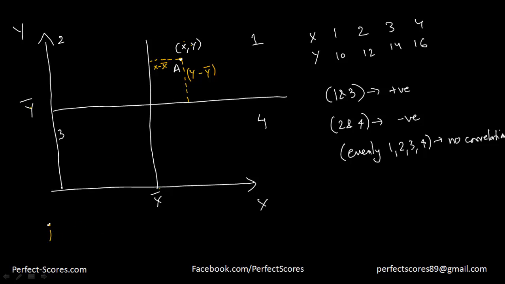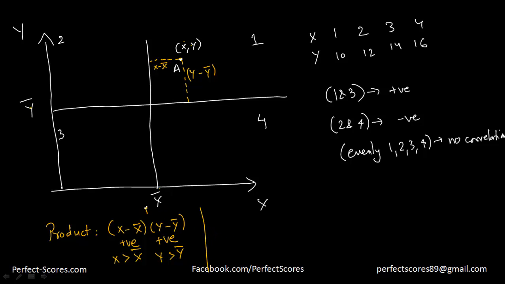Now observe here, the product x minus x bar times y minus y bar is going to be positive here, because x minus x bar is positive, as you can see here, x is greater than x bar in this quadrant, the first quadrant, and y is greater than y bar. So that means this is going to be positive and this is going to be positive. So this is the first quadrant.